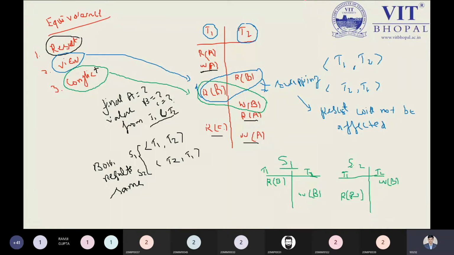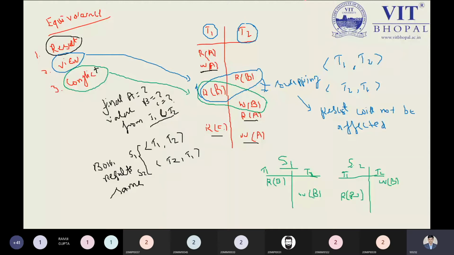Equivalence, we have three types, as we discussed in the previous class: result, view, and conflict. So in transactions T2 and T1, I am taking random read and write operations on random data items, that is A and B only. First I am talking about result equivalence.